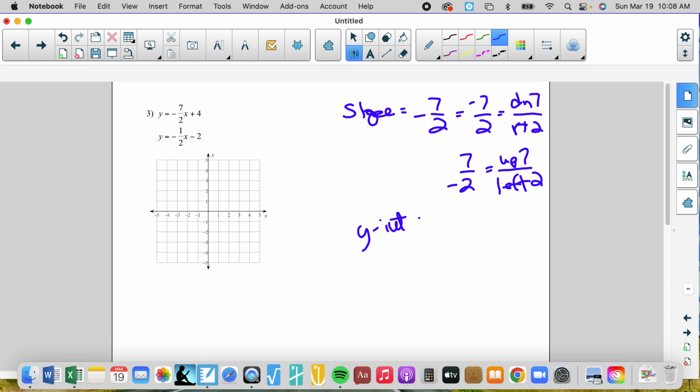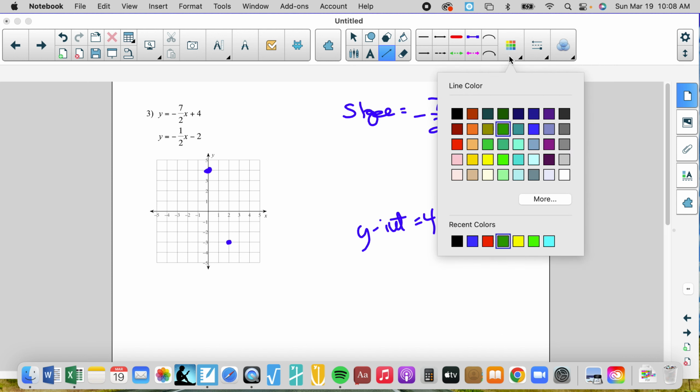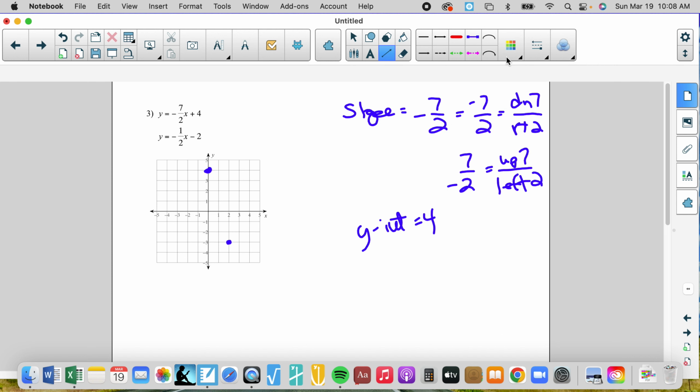My y-intercept is going to be 4. So I do 4. Now I'm going to go down 7 because if I went up 7, I'd be way off this graph, which is still fine, but it's going to make it a little bit more challenging. So I'm going to go down 7. 1, 2, 3, 4, 5, 6, 7, and right 2. And let's connect them. It's going to be a little rough.